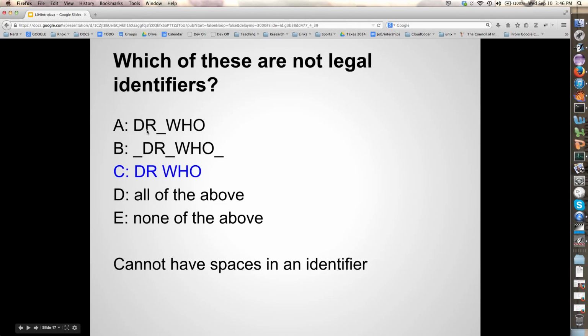This is okay. This is okay. You can start with an underscore and end with an underscore. That's fine. This is not okay. You can't have this space in there. There's a space here. That's not allowed. Identifiers cannot have spaces contained within them. So that's something that you need to keep in mind.